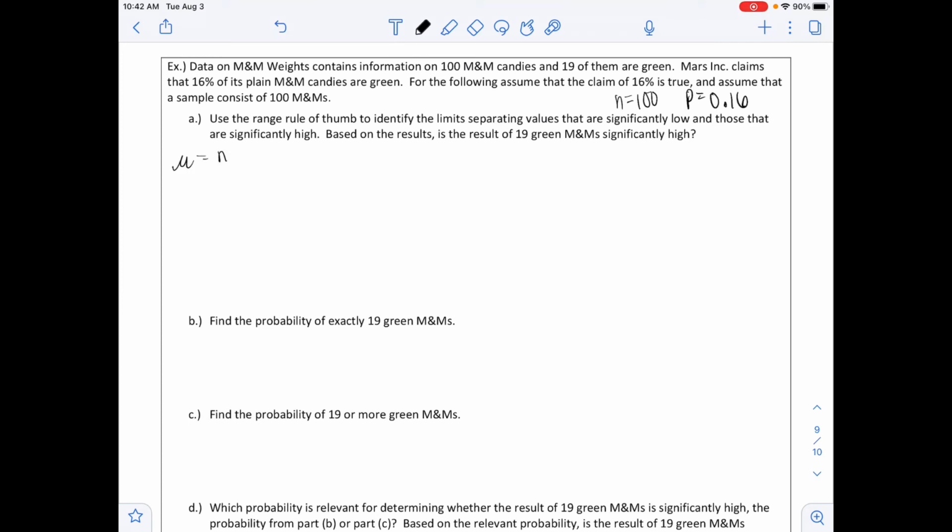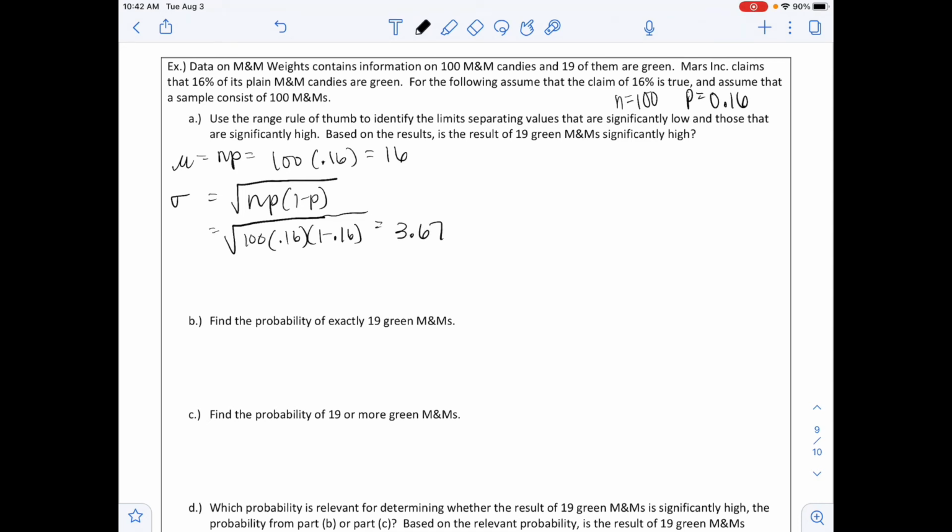So in order to do this again, we need to calculate our mean, which is N times P. So we have 100 times 0.16, which works out to be 16. And our standard deviation, which is the square root of N times P times 1 minus P, which is the square root of 100 times 0.16 times 1 minus 0.16. And when we work this out, we get 3.67. And so our cutoff for significantly low would be mu minus 2 sigma, and significantly high would be mu plus 2 sigma. So go ahead and plug those values in.